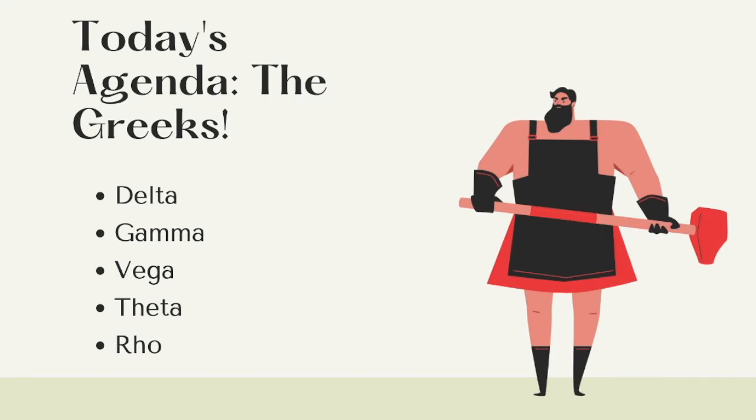So today we will be going over the four major Greeks and rho. You can use the knowledge of these to better understand what your options are going to do in different situations. Knowledge of this can provide you additional ways to profit in various market conditions.